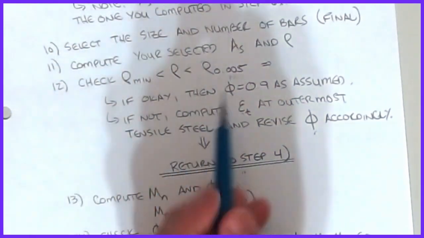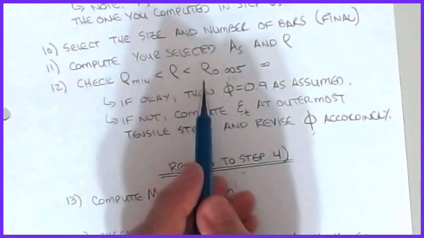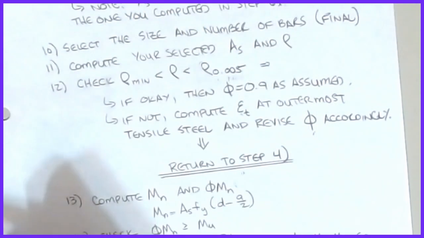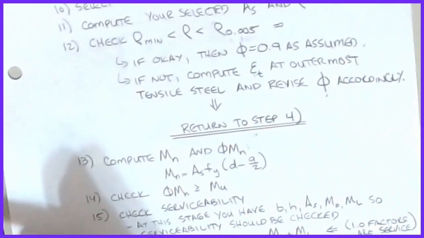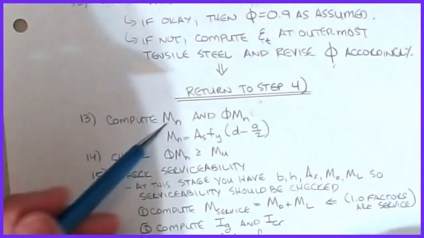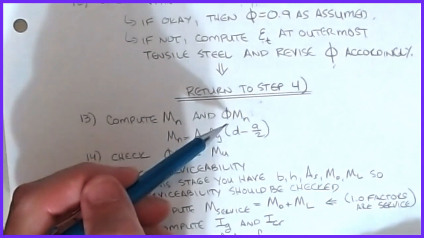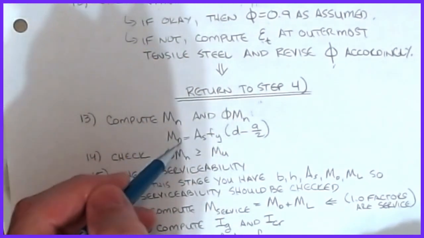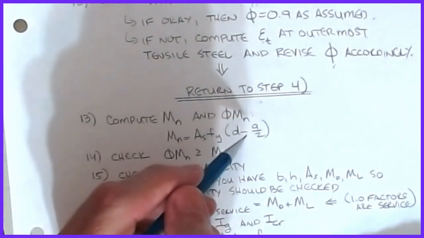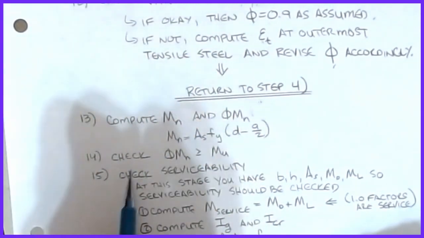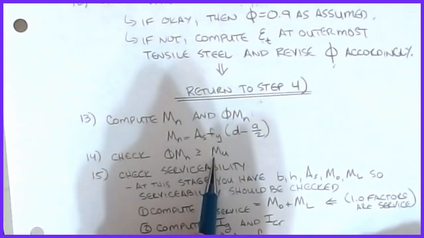All right, so that's why we're trying to hit this range, and we've made some assumptions to help improve our odds of hitting this range for a problem that we may not necessarily know. Okay, so once you've found this, then I can calculate my nominal moment and my design moment, because I know phi, and then my Mn is just As fy (d minus a over 2). You can find a, you know As, and this basically becomes an analysis problem. Check that this capacity is greater than Mu.